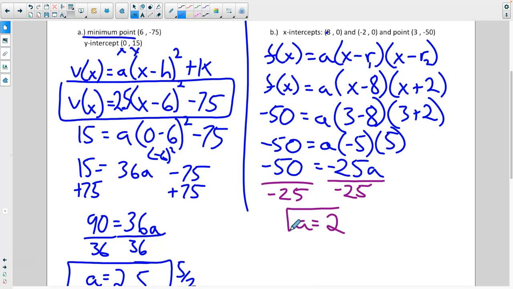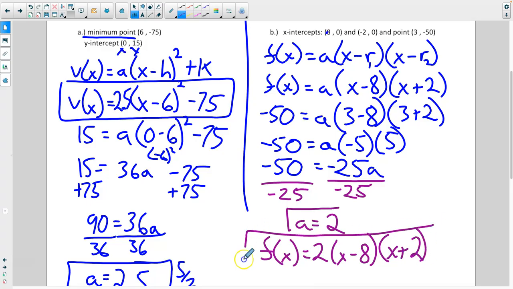So you get a equals 2. What do you do with that? Yeah, we plug it back into the original. So I'm going to have, and again, you could erase it up there. I'm just going to write it this time to show a different approach. So that is the quadratic equation that goes through those 3 points.